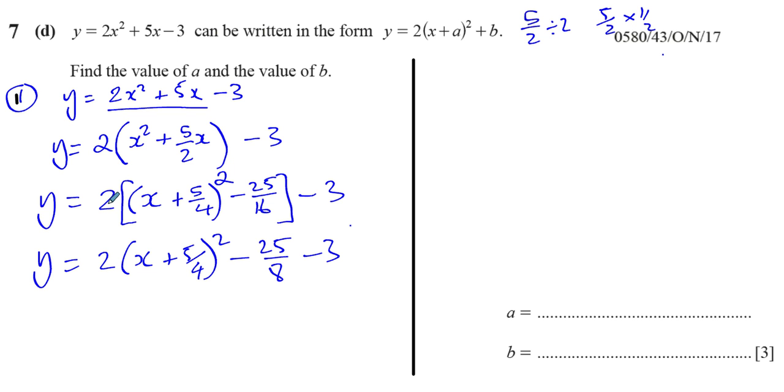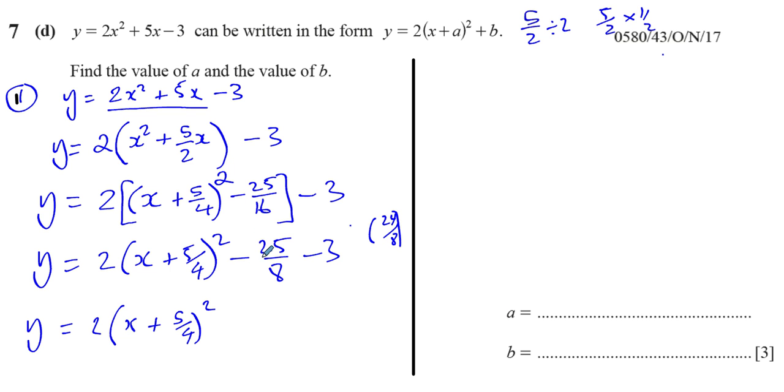So you notice I multiply the 2 by these two terms and not the minus 3, because I had closed a bracket there. I didn't include the minus 3 when I took out 2 as a factor, you could say in inverted commas. Now you've got y equals 2 times x plus 5 over 4 squared. Now 25 over 8 minus 3. Now 3 is the same as 24 over 8, isn't it? Make them the same denominator.